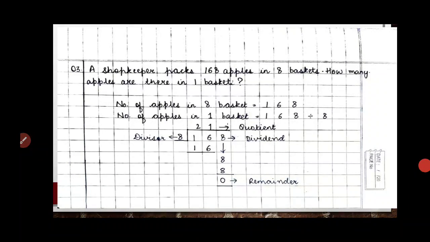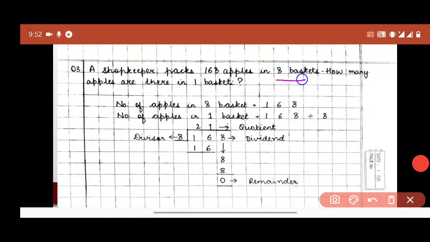A shopkeeper packs 168 apples in 8 baskets. How many apples are there in one basket? So over here, see, information about 168 apples is given. Information about many is given to us and they're asking to find out about one basket, right? So here we know that 8 baskets have 168 apples. How many apples are there in one basket? About one particular thing they are asking.